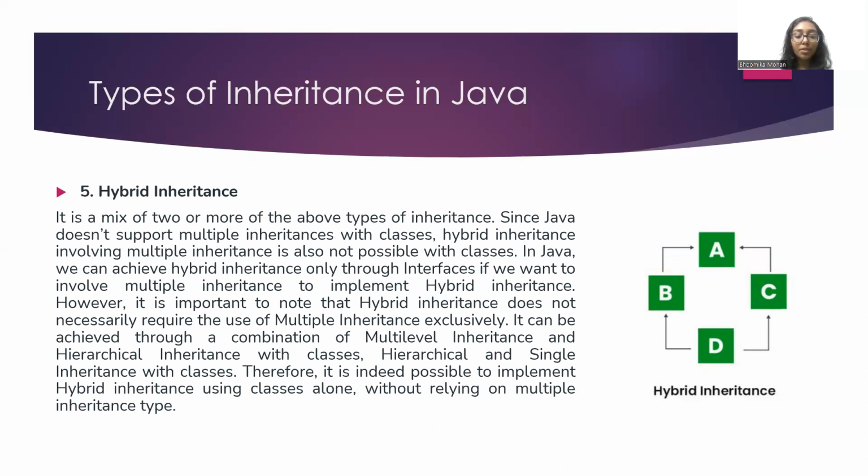It can be achieved through a combination of multi-level inheritance and hierarchical inheritance with classes, or hierarchical and single inheritance with classes. Therefore, it is indeed possible to implement hybrid inheritance using classes alone without relying on the multiple inheritance type. The diagram of the hybrid inheritance is given here.